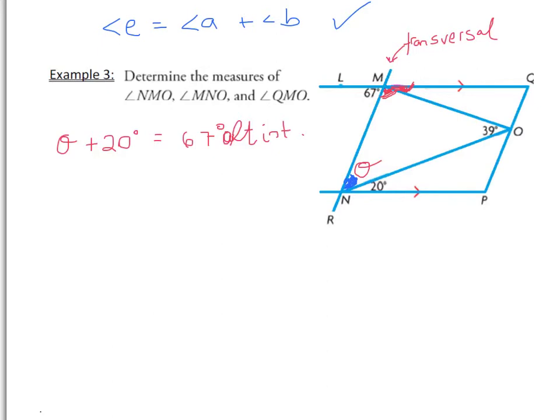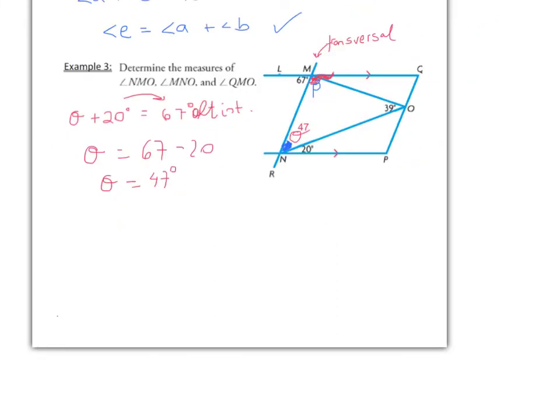Now let's call this angle here beta. Oh, that's a bad beta. One sec. Alright, so this is beta up here. But before we move on to find that one, let's finish off with this. So theta plus 20 has to give us 67, alternate interior. Therefore, theta has to equal 67 minus 20. Just bring 20 over to the other side. So theta is going to give you 47 degrees. Alright, so this is 47.